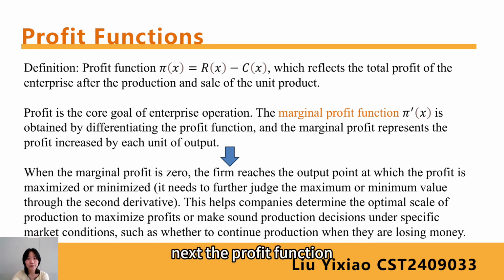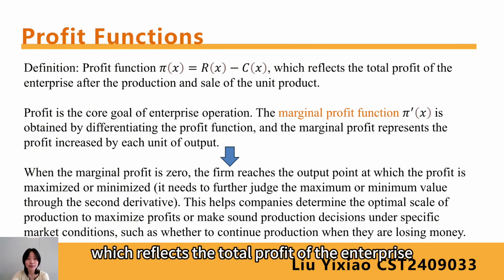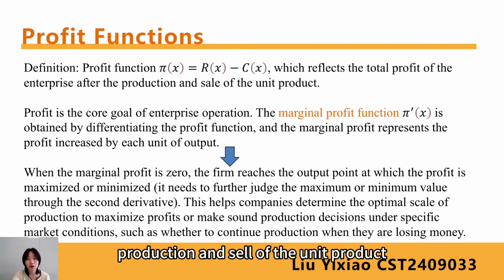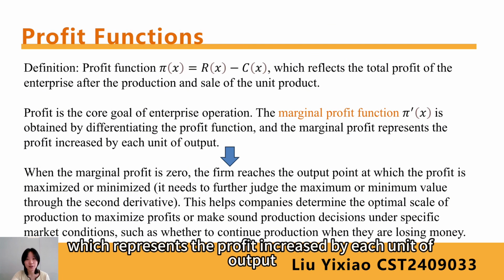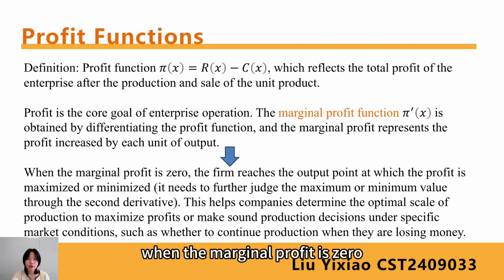Next, the profit function. The profit function pi of x equals R of x minus C of x, which reflects the total profit of the enterprise from the production and sale of the unit product. We differentiate the profit function and get the marginal profit function, which represents the profit increased by each unit of output. When the marginal profit is zero, the profit is maximized or minimized.